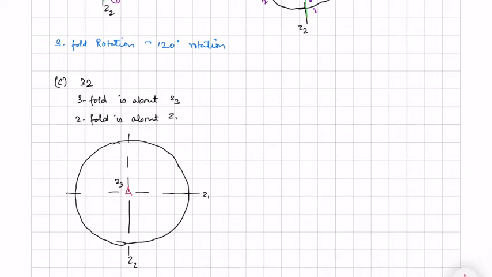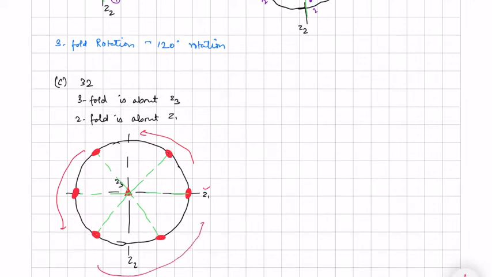A three-fold rotation here and a two-fold about Z1. Let us see the axes of three-fold. Suppose we start with this one. After 120 degrees of rotation, it is here, and after another 120, it is here again. Similarly, the two-fold axis will also rotate, and after 120 degree rotation will go here. And then again after 120 will come here. After 120 it becomes the original axis.